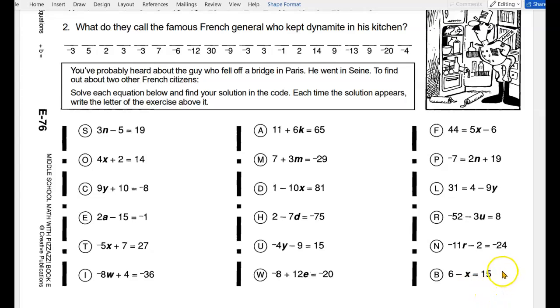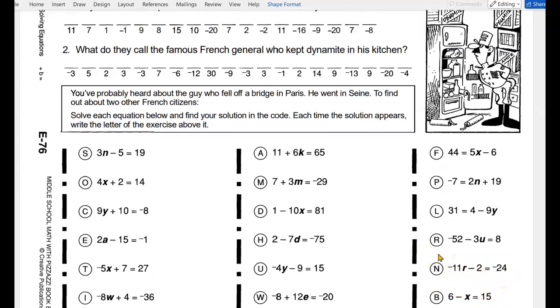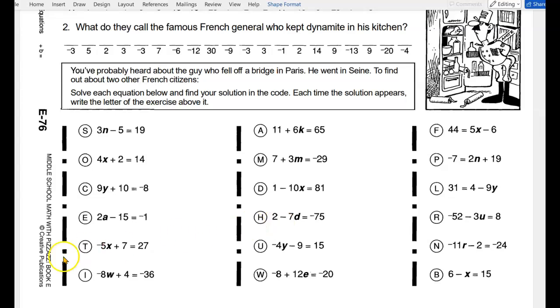Let's start with letter N. You've probably heard about the guy who fell off a bridge in Paris. To find out about two other French citizens, solve each equation below and find your solution in the code. Each time the solution appears, write the letter of the exercise above it. Okay, I'm going to start with letter N, like I said.